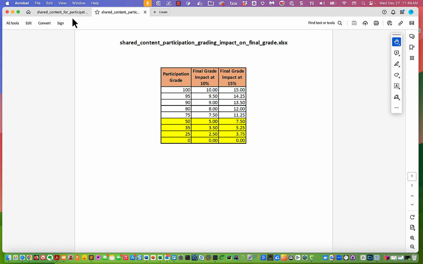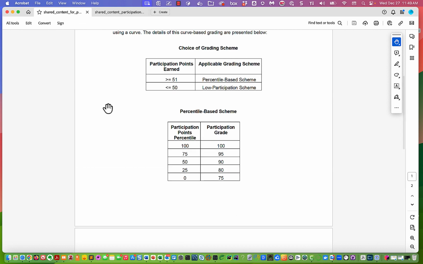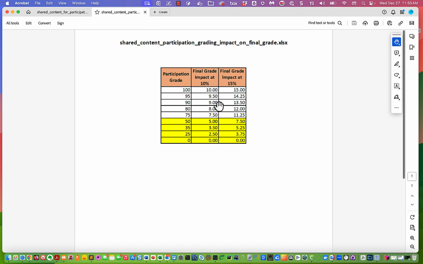Again, go back here. Okay, so what's going to happen to the average person? Well, the average person's going to be in the percentile-based scheme, and they're going to be at 50, which means they're going to get a 90. And so when you come over here, 90, you're getting 9 of the 10 points. And if it's a 15% course, you're getting 13.5 of the 15. Okay, and for most people, that's going to be very favorable for their overall final grade.